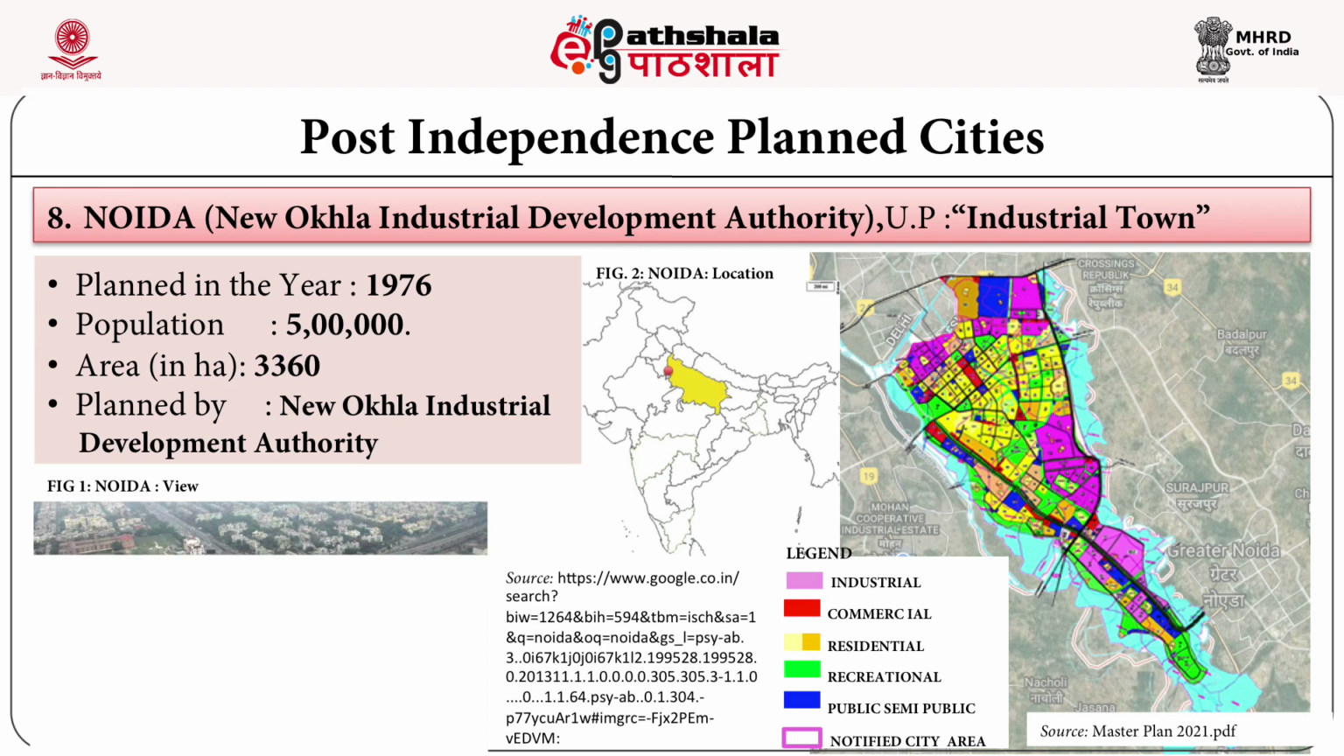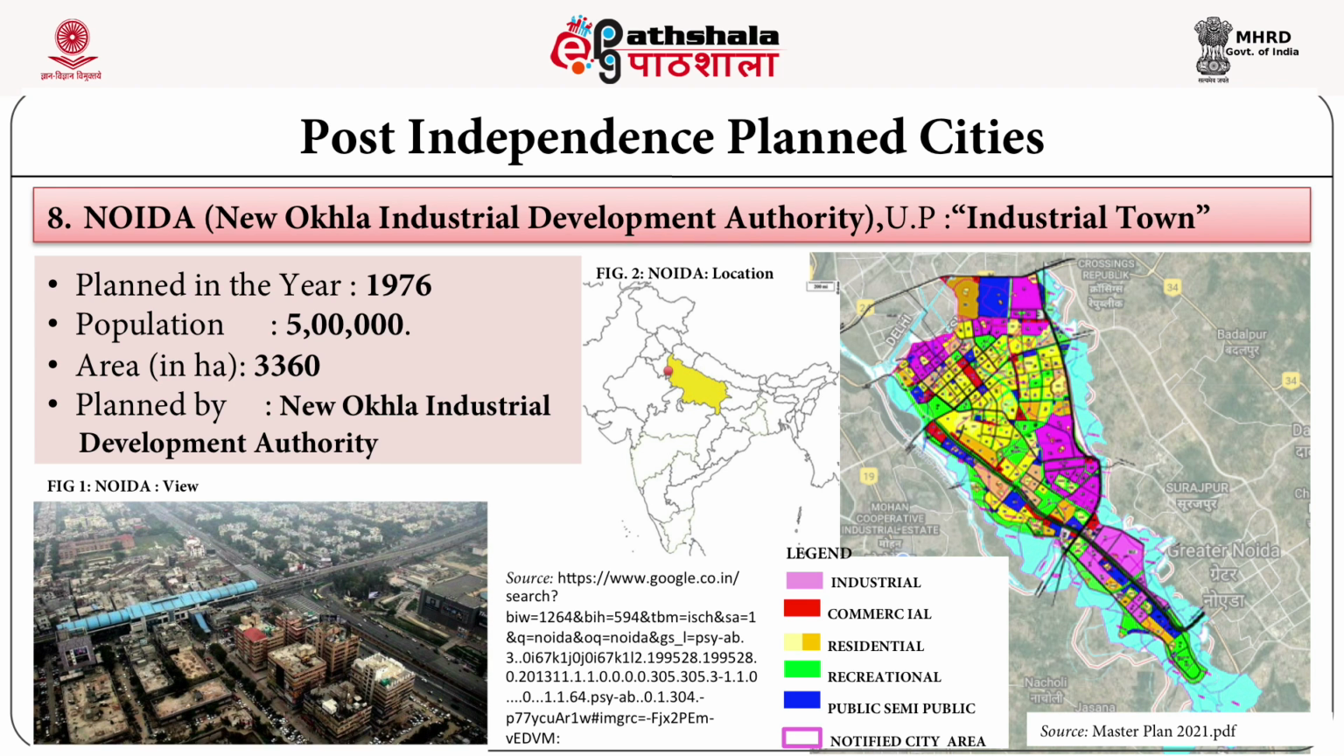You can see in this figure the view of Noida, and the location of Noida is given in figure 2 in the map of India. Also in this slide you can see the land use map of Noida, where the industrial area, residential area, commercial area, recreational area, and public and semi-public uses are given.